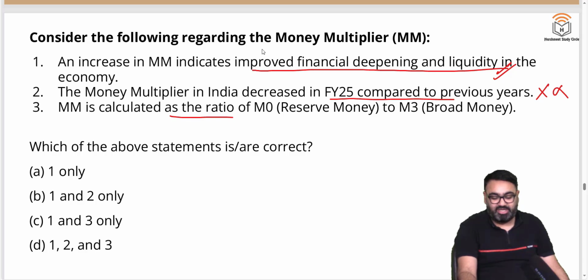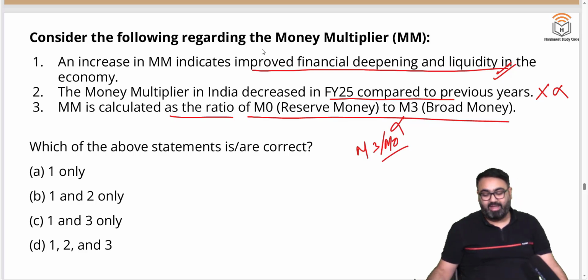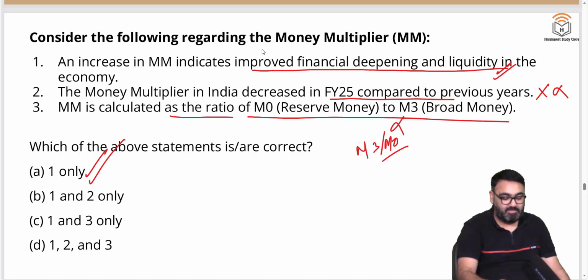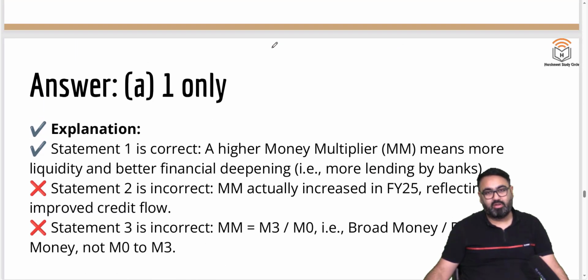Third, money multiplier is calculated as a ratio of M0 to M3. No, it's the opposite. It's M3 to M0. So money multiplier is broad money upon reserve money. So the answer here is A. One only is correct. The second and third statements here are wrong.